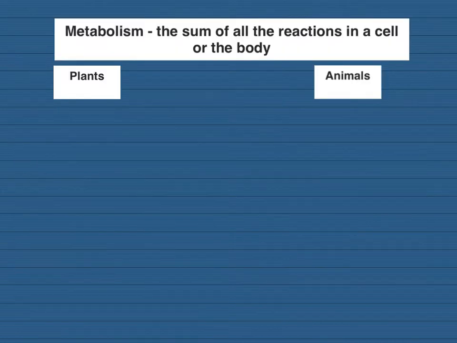And finally, metabolism. So you need to look at metabolism. It's a term used that is the sum of all the reactions in a cell or the body. So you need to know about metabolism in both plants and animals, okay? And you need to know that these reactions can build up molecules and they can break them down. And these are all controlled by enzymes.